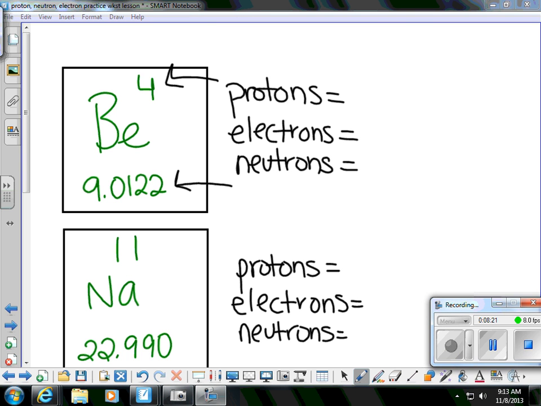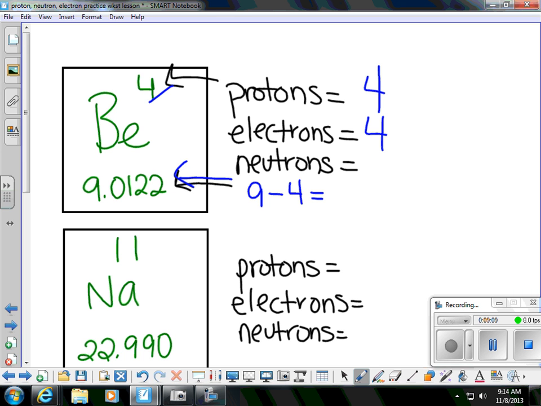All right. So the first one, beryllium, we have an atomic number of 4. Atomic number tells us how many protons we have. So yes, we do have 4 protons. What's the rule about electrons? They equal the number of protons. So if we know there are 4 protons, we also know there are 4 electrons. To find the number of neutrons, we take the atomic mass and round it. What number are we going to round that to? 9. Then what are we going to do? Subtract the atomic number, which is 4. 9 minus 4 gives us 5. We have 5 neutrons.